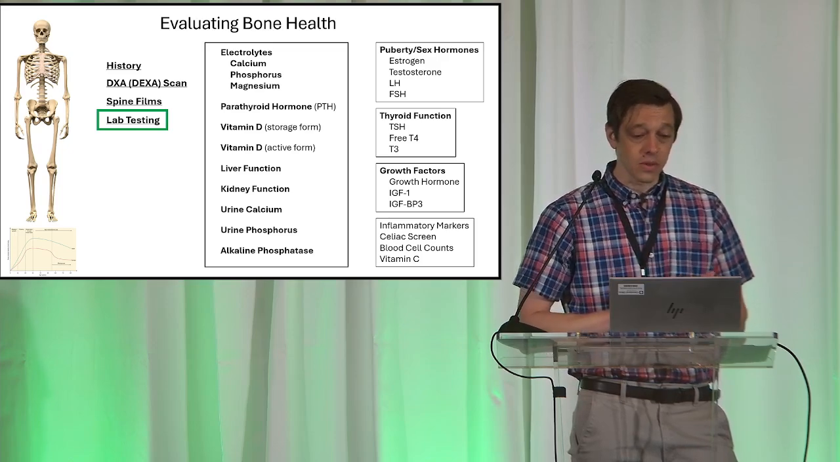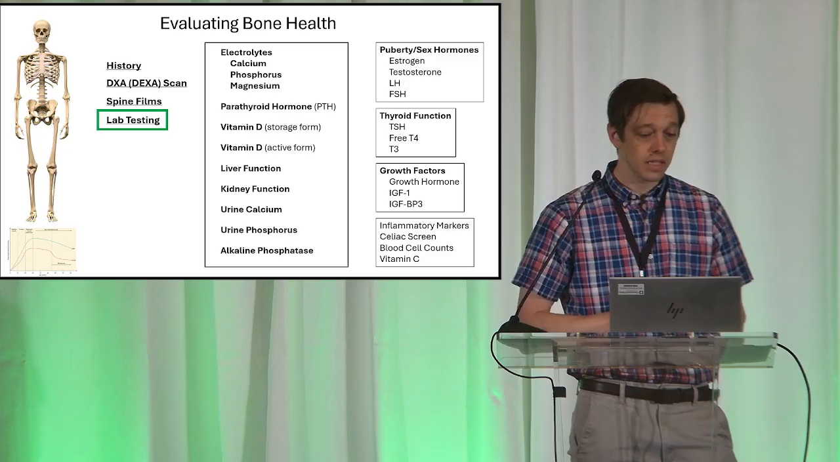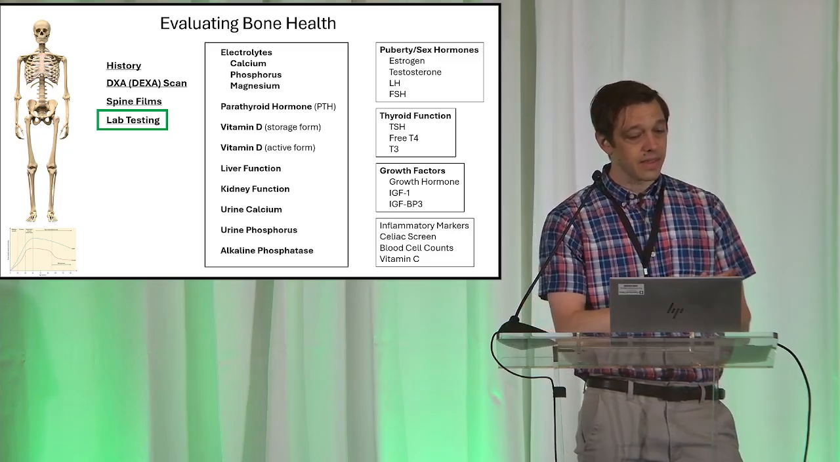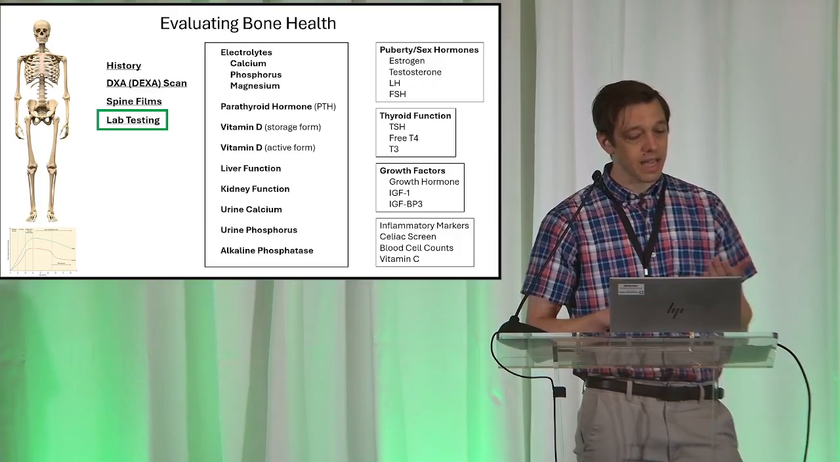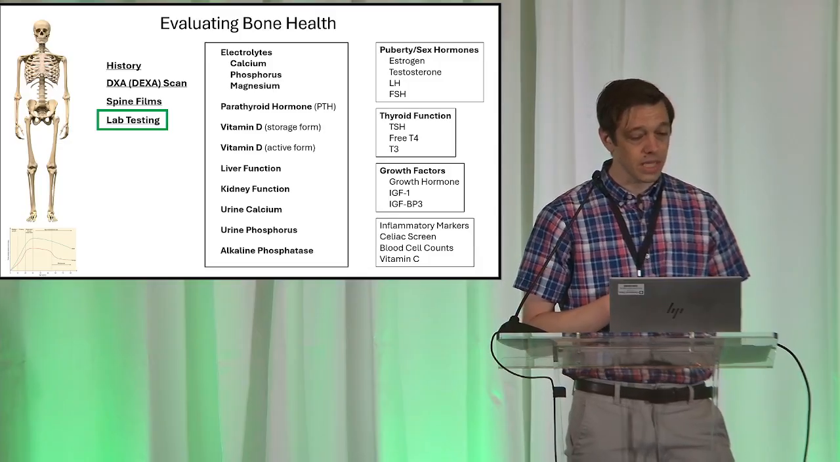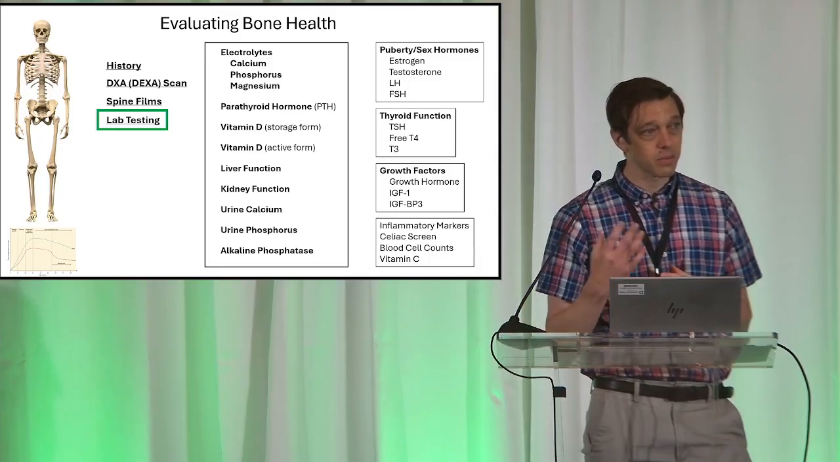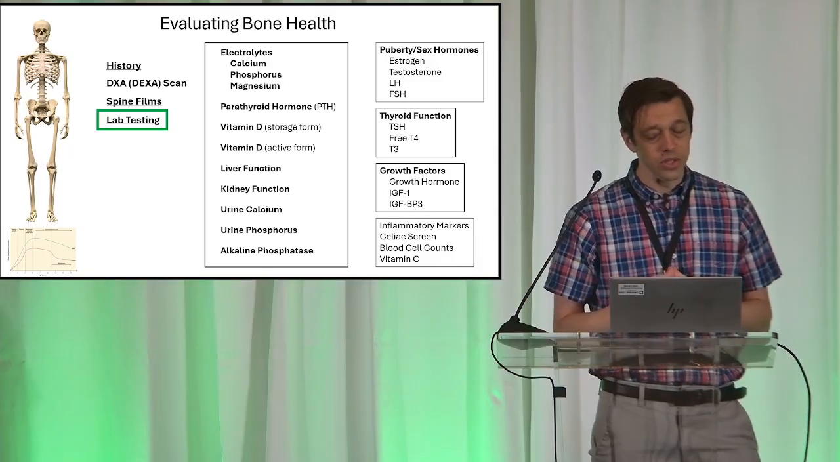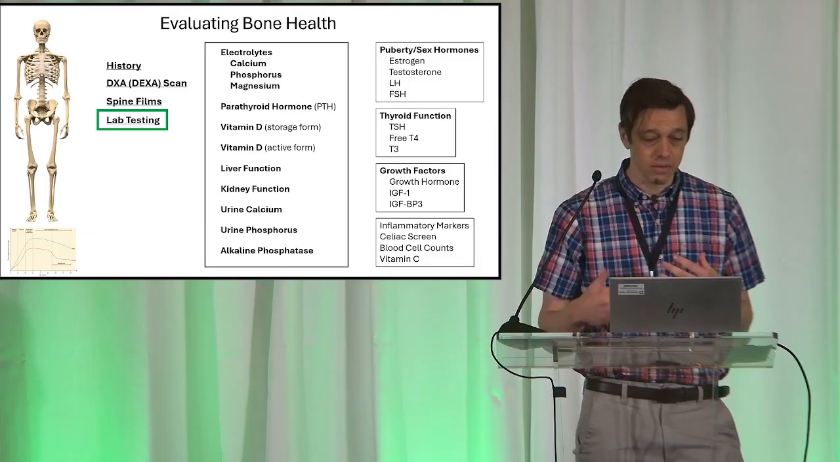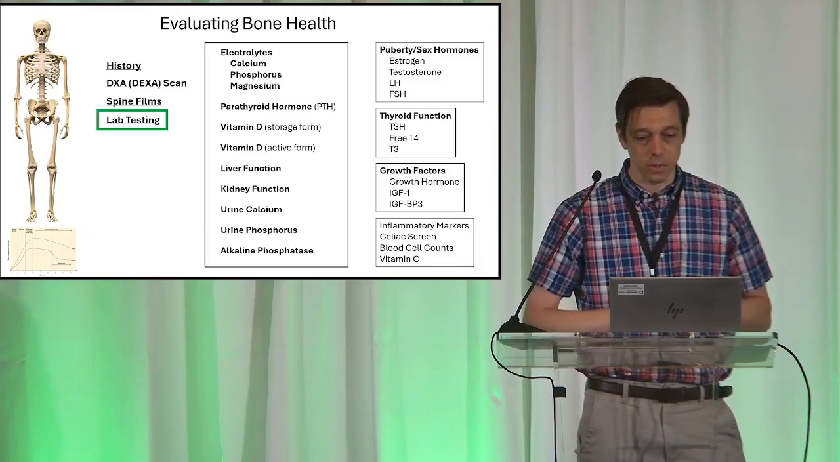We'll want to know liver function, kidney function. We'll often be looking at the excretion of calcium and phosphorus through the kidneys in the urine, since we can use that as a readout of how much calcium your body has, how much excess it may be having, how much it is expending from the body.